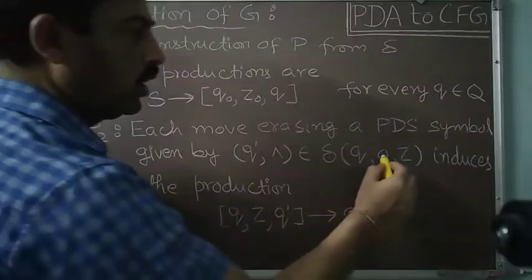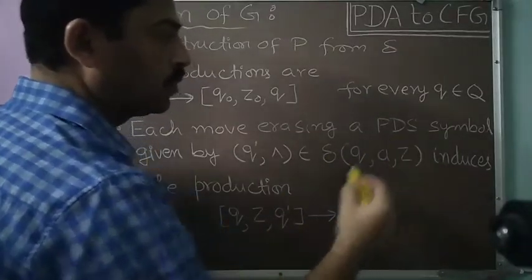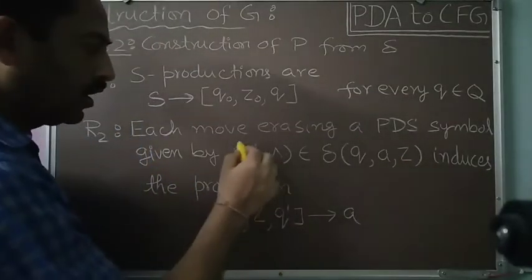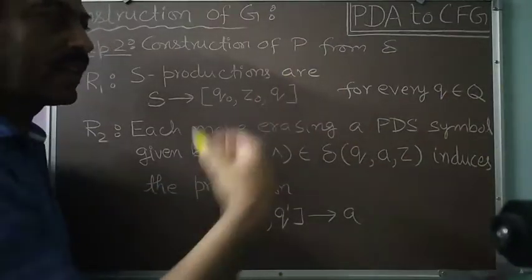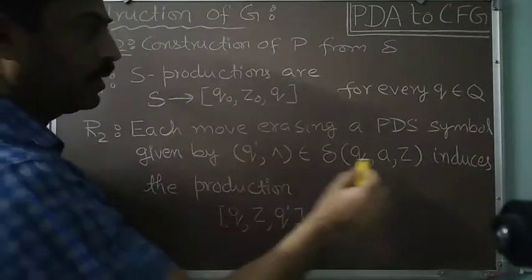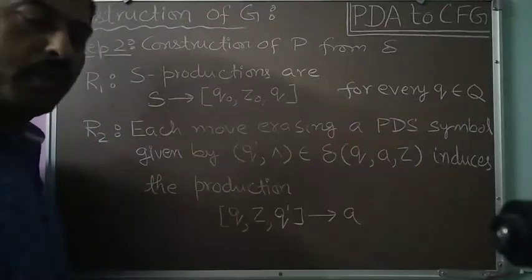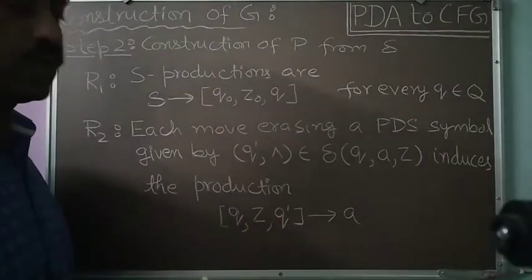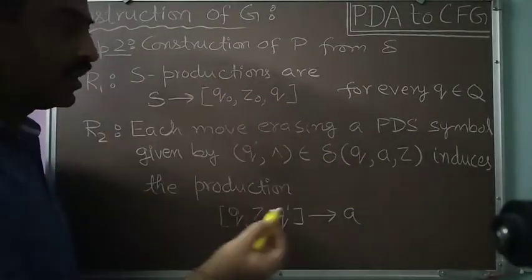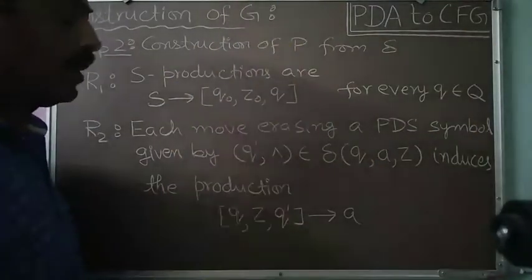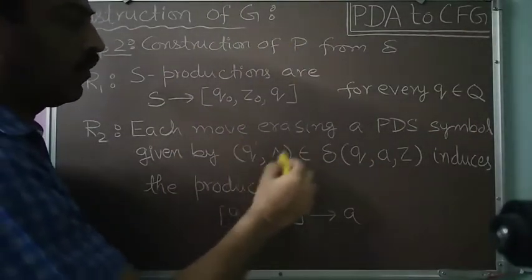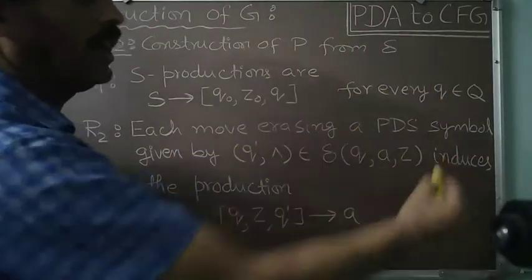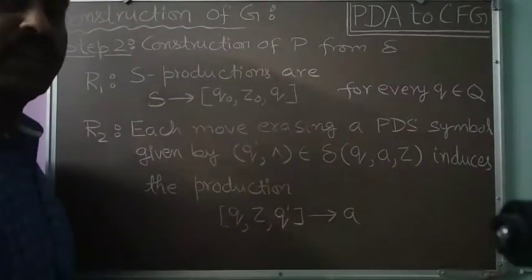Suppose we are in the state q reading a symbol a, and as the topmost pushdown store symbol we have Z, and if (q dash, null) is part of its right hand side, then it simply means that we are erasing Z from the pushdown store. Such a move is called an erasing move, where we are erasing the topmost pushdown store symbol. So how do we identify the erasing move? Simply, on the right hand side there will be a pair having the (q dash, null) format. If we find this format on the right hand side of any transition, then we know that this move is an erasing move.